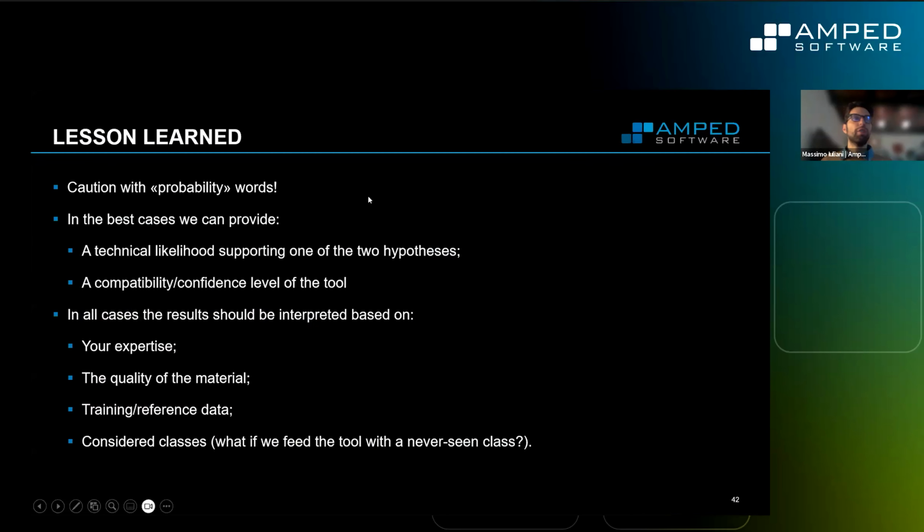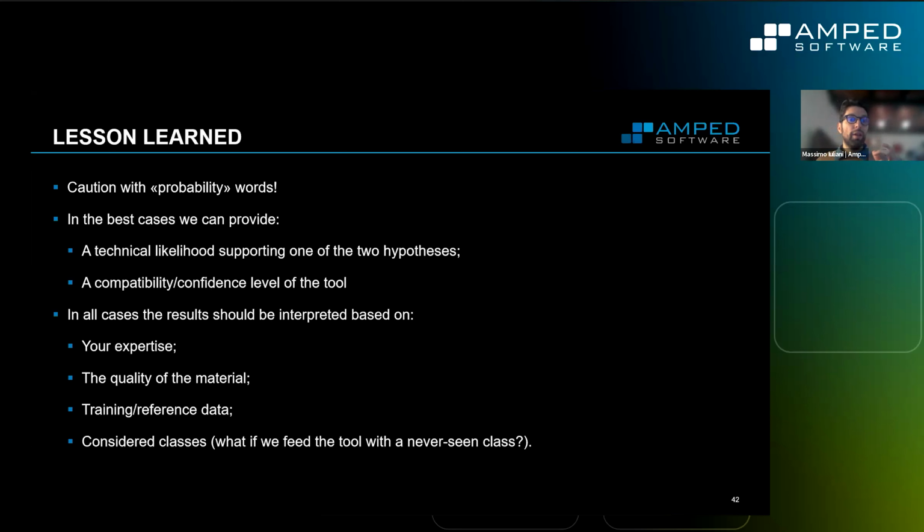So just to close, okay, which is the lesson learned, or at least for me in these years, the lesson I learned on this topic is to be cautious with the word probability and try to avoid it unless you are very, very confident of what you're saying. Because in the best cases, we can provide a technical likelihood supporting one of the two hypotheses. Okay? And technical means objective or subjective, but with your expertise.